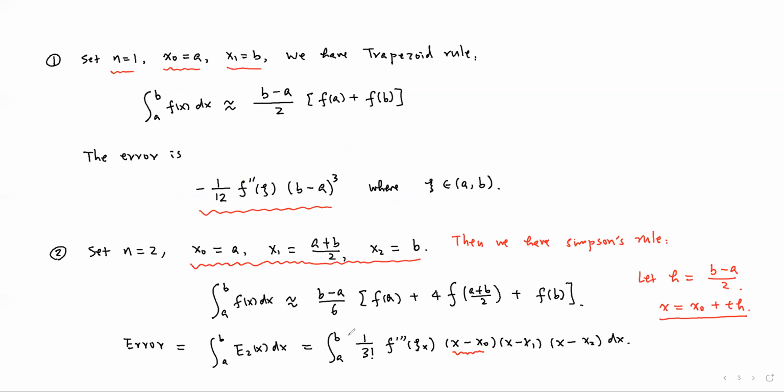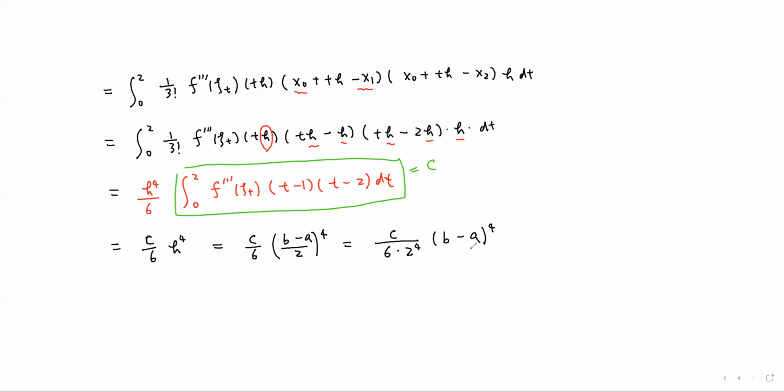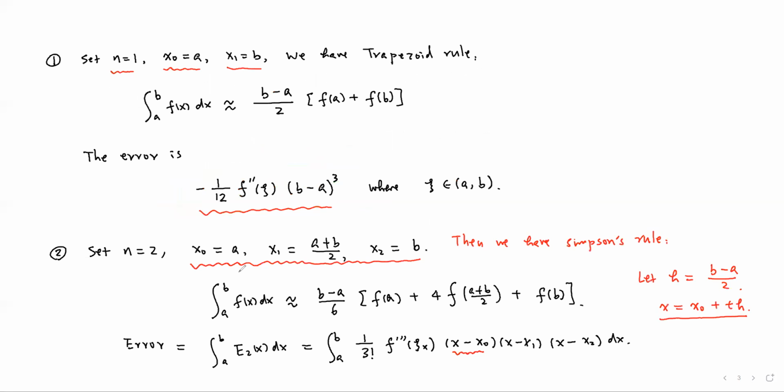When I add the error here, then the approximation becomes an equation. But this error term, the power is 4. So Simpson's rule is an order 4 formula. But it turns out that for this special choice for the roots, the error term actually is order 5 instead of order 4.